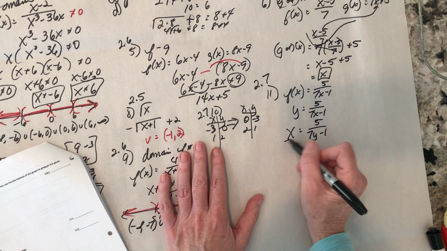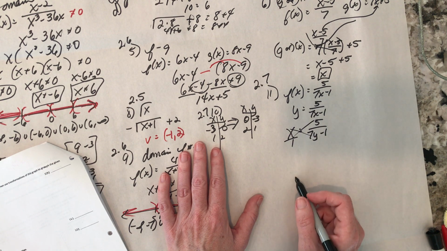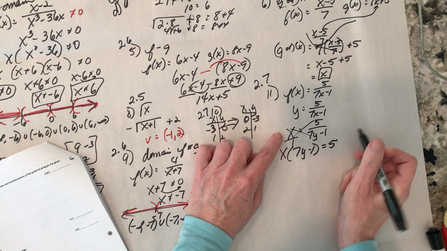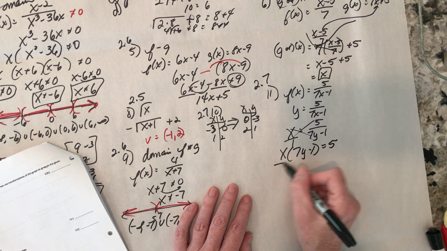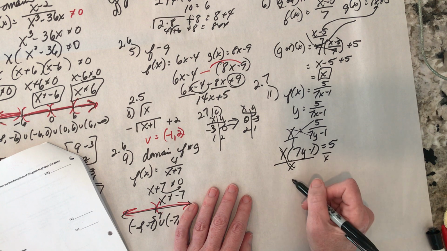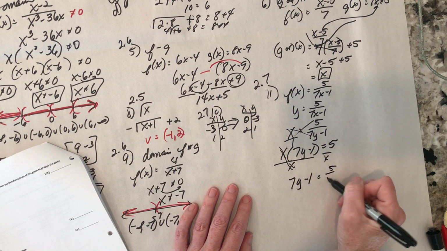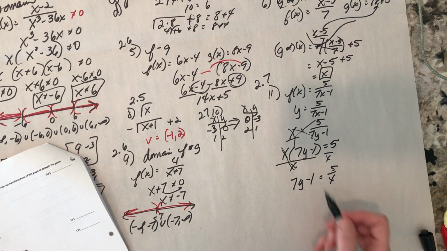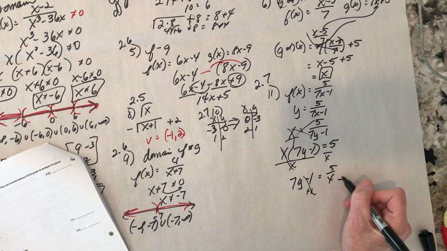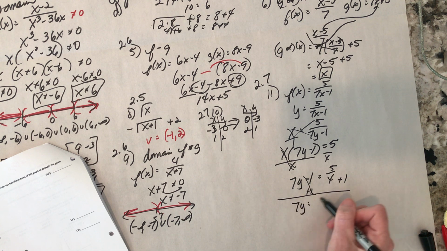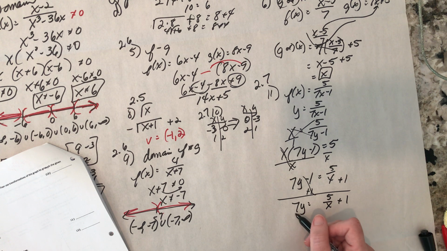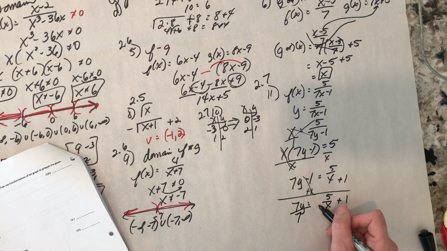So the first thing I'm going to do is put this over 1 and do some cross multiplying. So x times 7y minus 1 equals 5. I'm going to divide by x. So I get 7y minus 1 equals 5 over x. Then I'm going to add 1. So I get 7y equals 5 over x plus 1. And then I want to divide by 7. I'm going to have to divide that guy by 7 and that guy by 7.